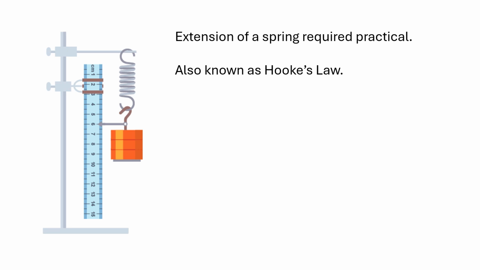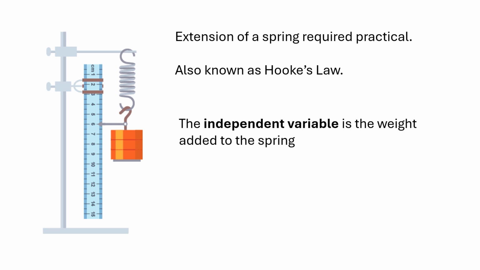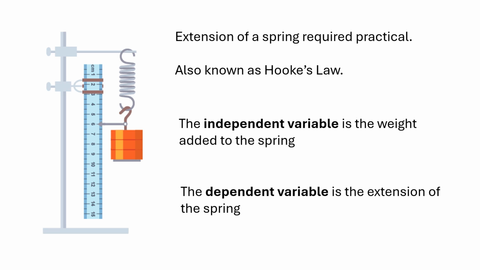For this practical, the independent variable that you are going to be changing is the weight that is added to the spring. The dependent variable is the extension of the spring. So you would be expected to measure the length of the spring before you start, so that you can then measure how much the spring has stretched by when you add weight to it. Alternatively, if you position the ruler so that the zero of the ruler is level with the bottom of the spring before you start the experiment, then as you add weight to the spring, you can measure the extension directly.